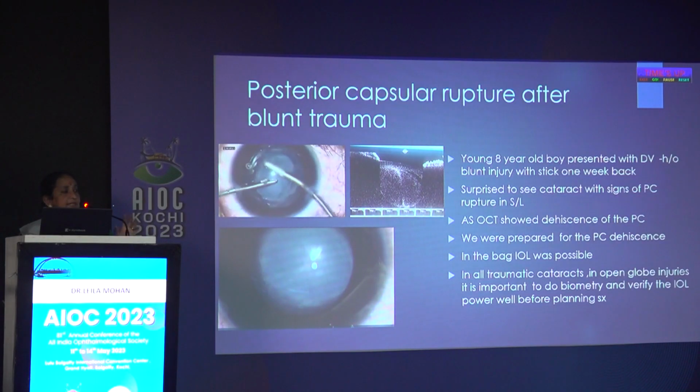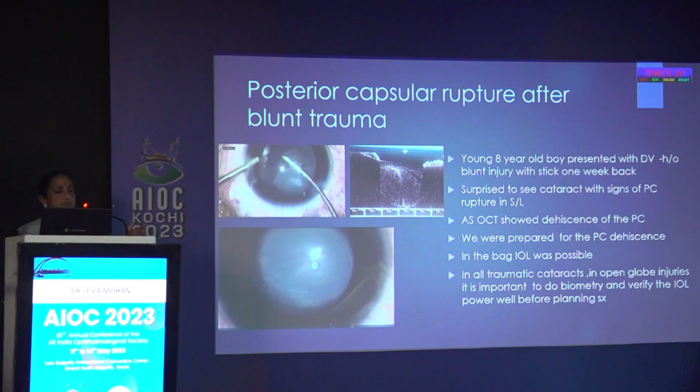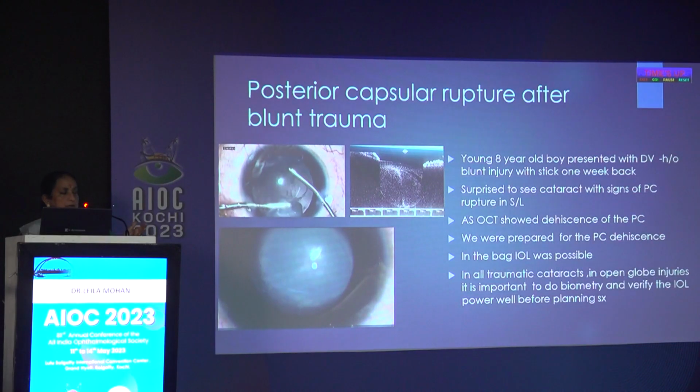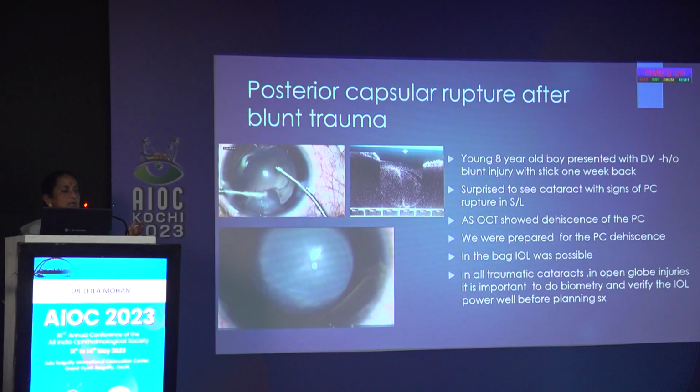So all traumatic cataracts which are open globe injuries, we have to follow them up, whether they have a large astigmatism, do biometry again and again. They show large astigmatism when there is a suture. And then you have to do surgical correction. After the suture is removed, do a biometry again, and then do IOL implantation. A secondary IOL can be implanted.